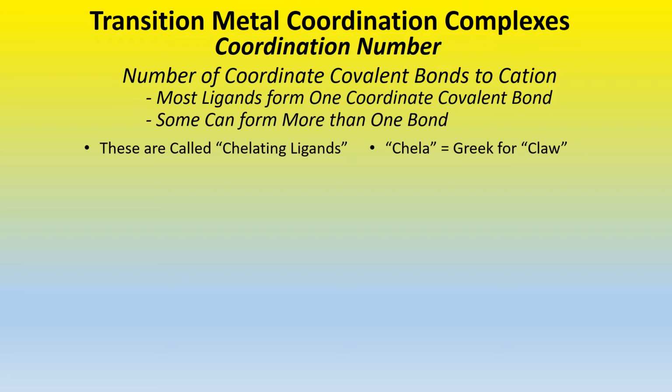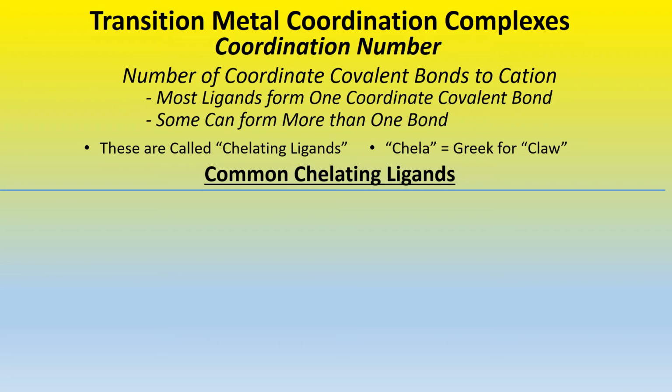As usual, instead of remembering the majority of cases that form 1 bond, it's easier to recall the exceptions. The exceptions are 3 common chelating ligands. The first is the oxalate ion. As seen, 2 carbons, 4 oxygens, C2O4 2-.